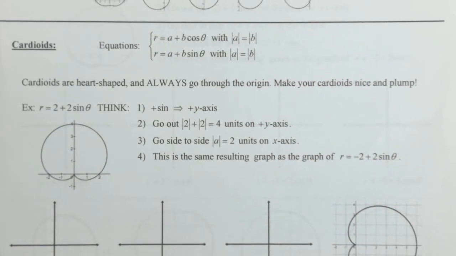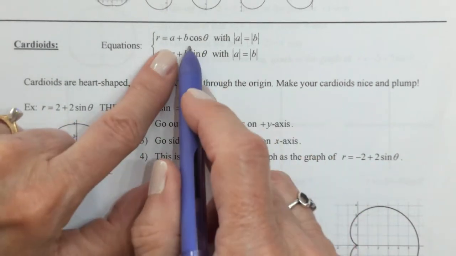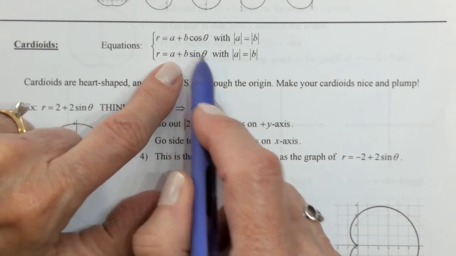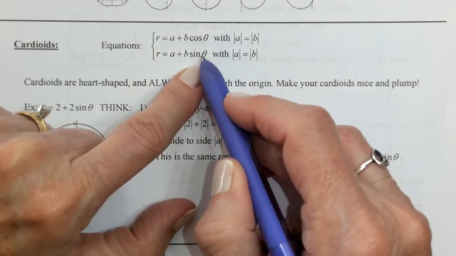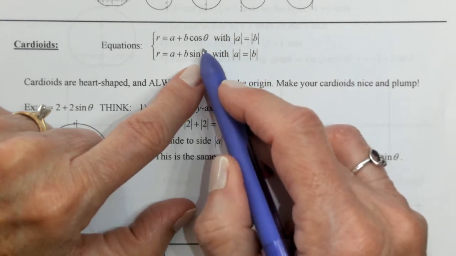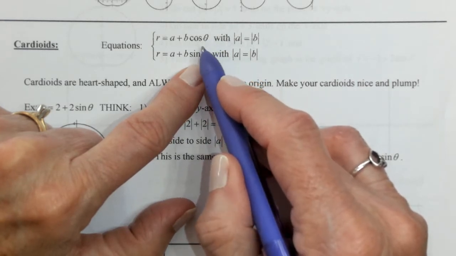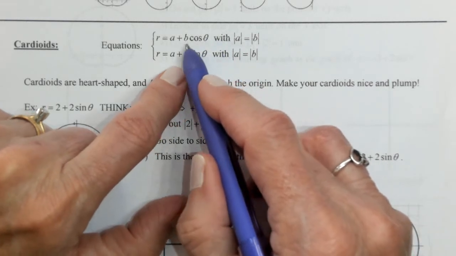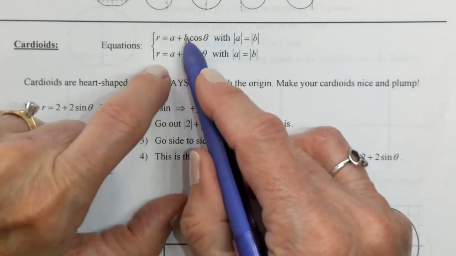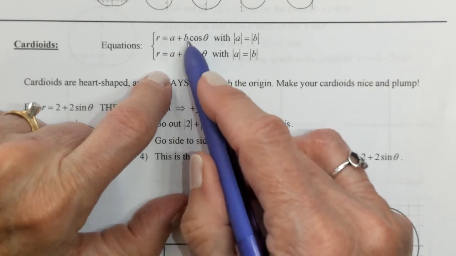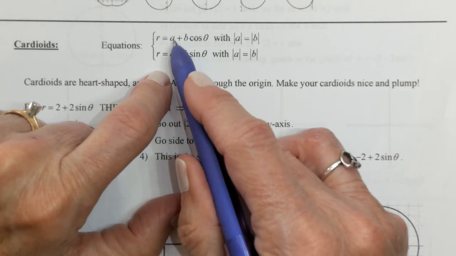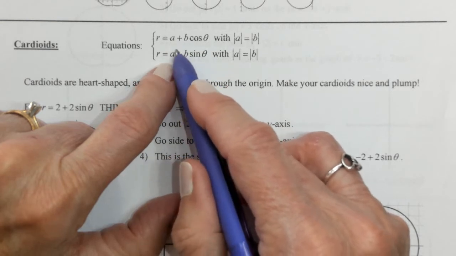A cardioid has this equation. Okay, we're still dealing with sine and cosine. Has to be a single theta here. Okay, not a 2 theta, 3 theta, 4 theta, etc. Has to be a single theta. Okay, and we see we still have a number out in front of the cosine or sine, but we also have another number being added or subtracted in the front.